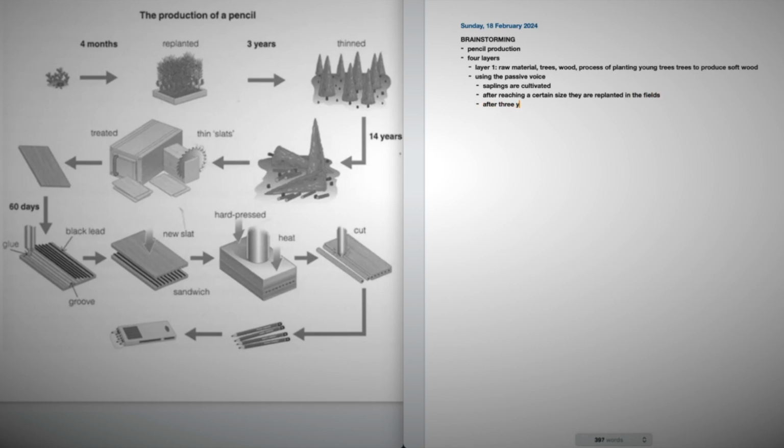After 3 years, the weaker trees are thinned, allowing the stronger trees to take up more space to grow. Young trees are cut down or harvested after only 14 years. Okay, layer 2.